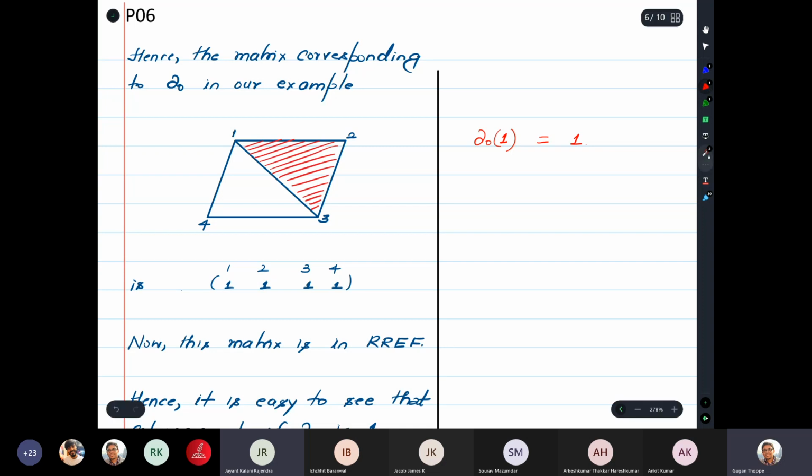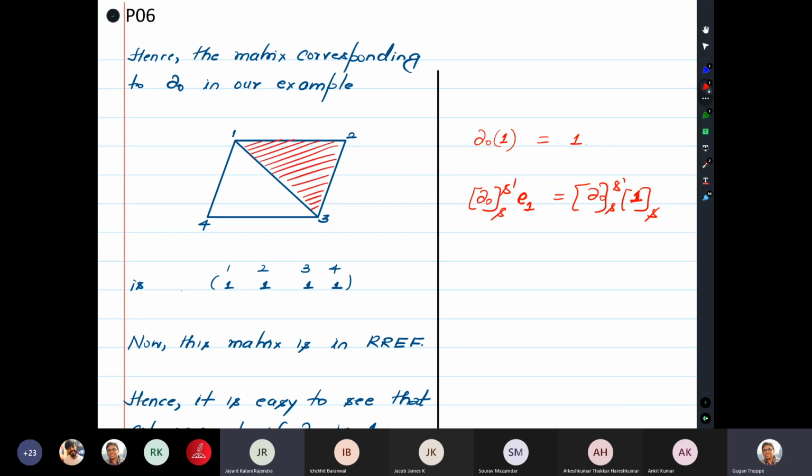Very good. So how does this tell us that the first column of this matrix should be 1? How does that tell us? 1's coordinate is 1 with respect to C2. Very good. Okay, so this is what we actually have to do. Let's say we want to figure out the first column of this matrix. This we know is Daba 0 with respect to S prime, and as Jacob pointed out, if you look at the vertex 1 and its representation with respect to the standard basis for C0, then this is what we end up with, that this representation will indeed be E1.